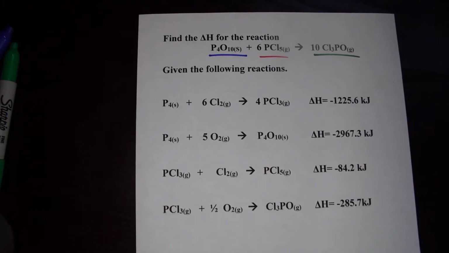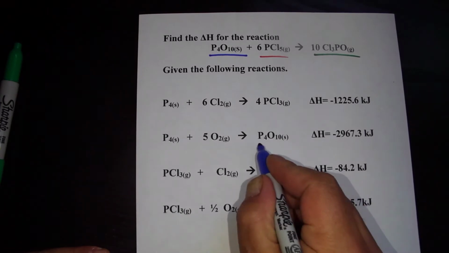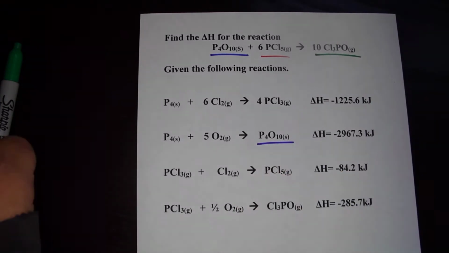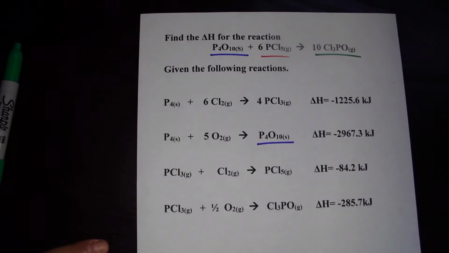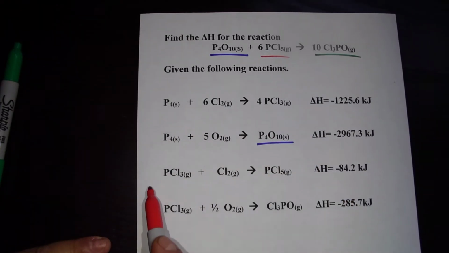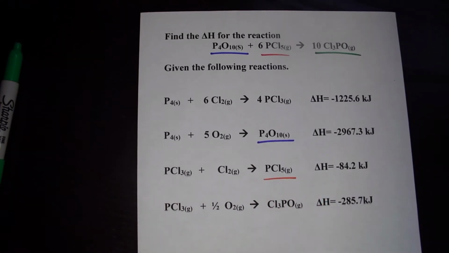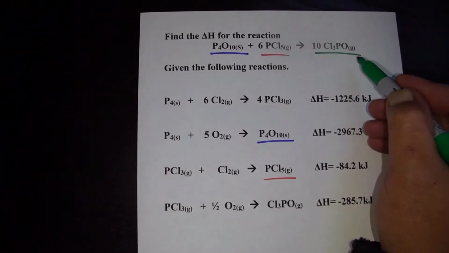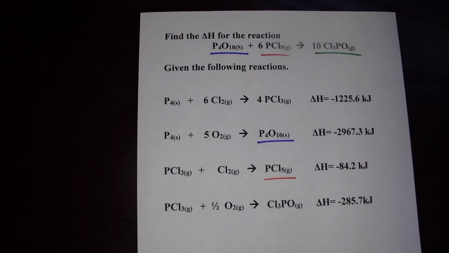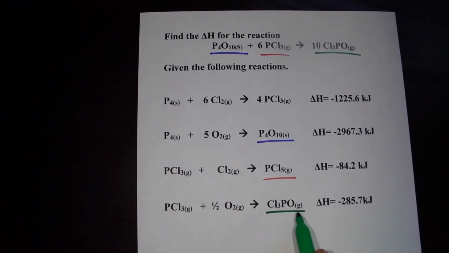So let's just start with the P4O10 solid and try to recognize where that's at. I'm going to underline it. I see it right there. Okay, so let's go now for the other one. So we have PCl5. So PCl3, nope, that's not it. PCl3, nope. PCl5 right there. Okay, and let's try the last one, C3PO, almost like, well, you know, Star Wars. It's over here on the right, and I see it right over there.